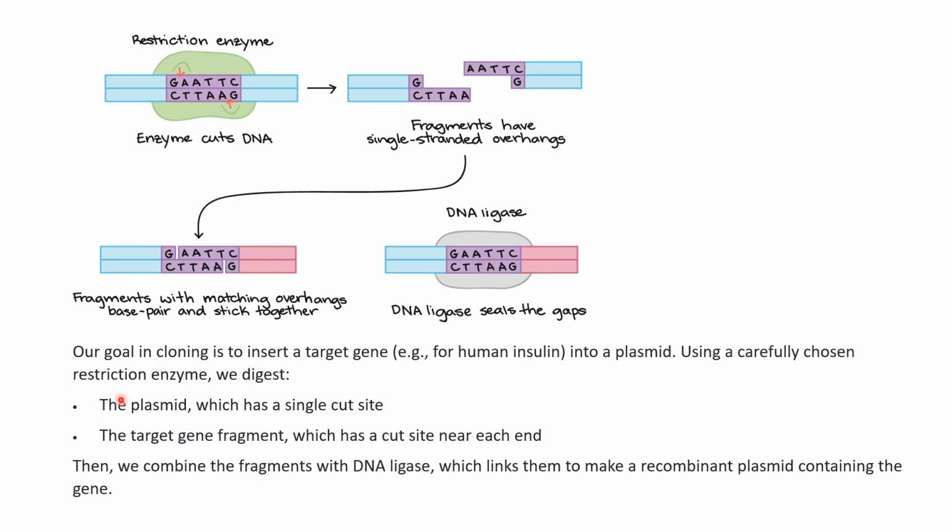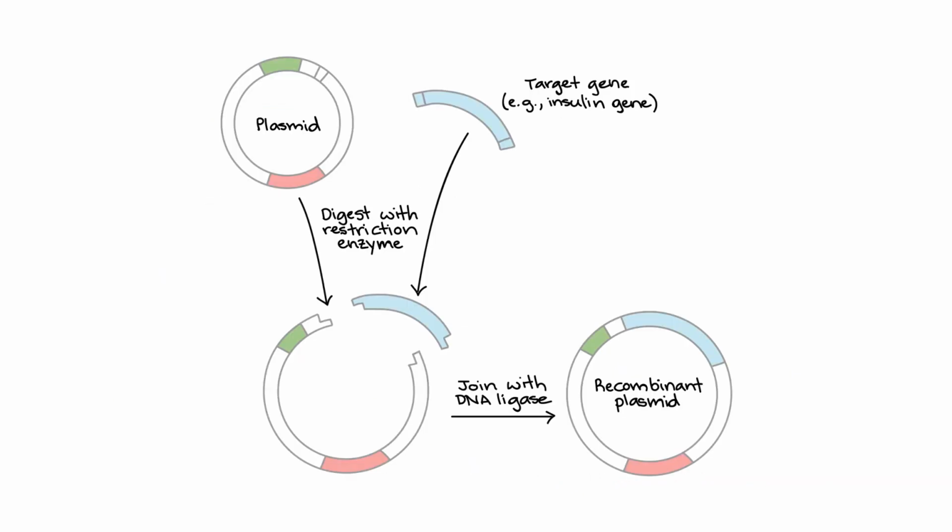So we digest the plasmid, which has a single cut site, then the target gene fragment, which also has a cut site near each end. We then combine the fragments with DNA ligase, which links them to make a recombinant plasmid containing the gene. Okay, overall, what are we saying? This is the plasmid. So a full plasmid, as you can see, it's not cut. So this is the plasmid from bacteria, or let's say from E. coli. So the plasmid is incubated with restriction enzyme.